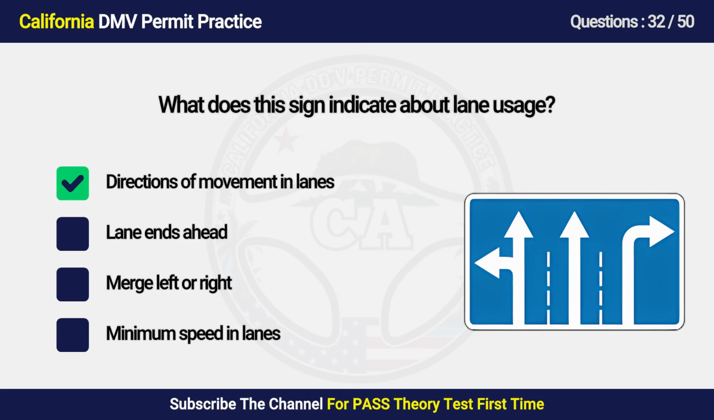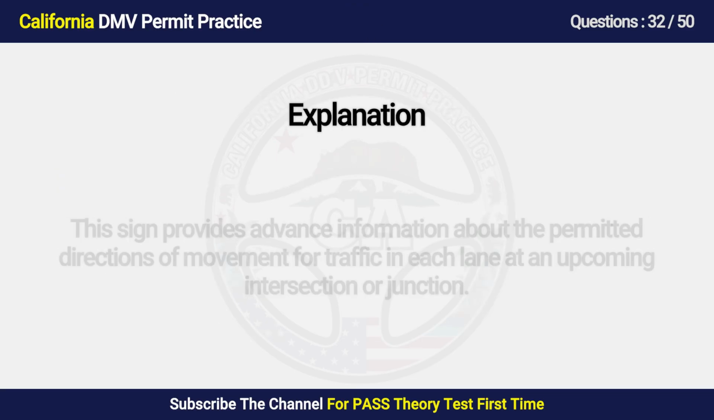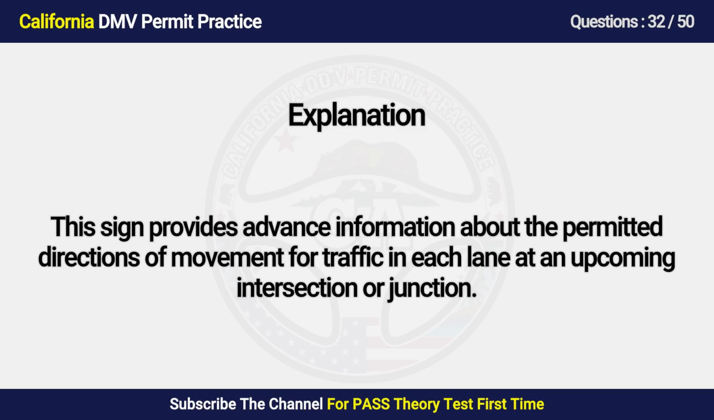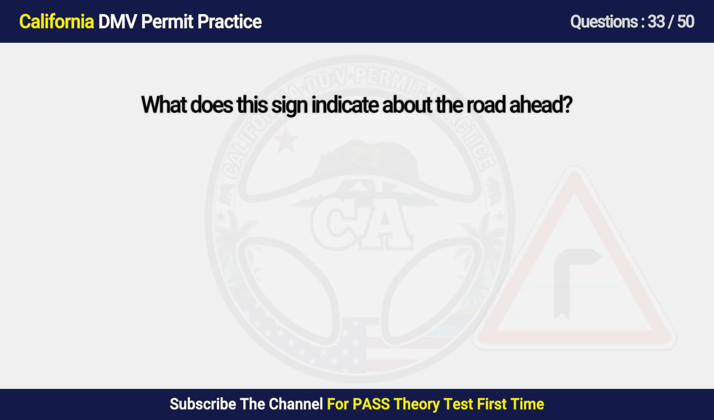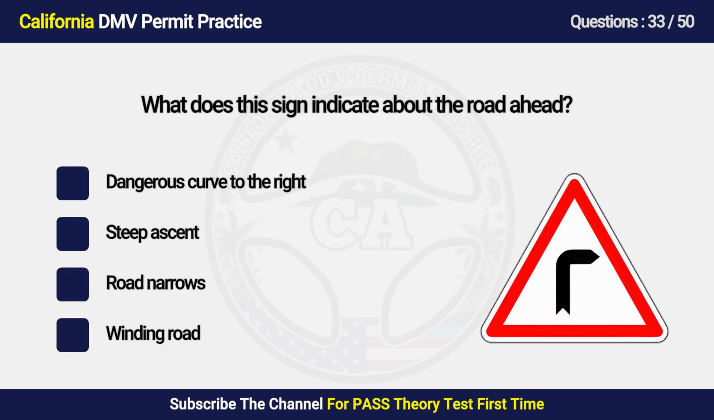Answer is A. Direction of movement in lanes. This sign provides advance information about the permitted directions of movement for traffic in each lane at an upcoming intersection or junction.